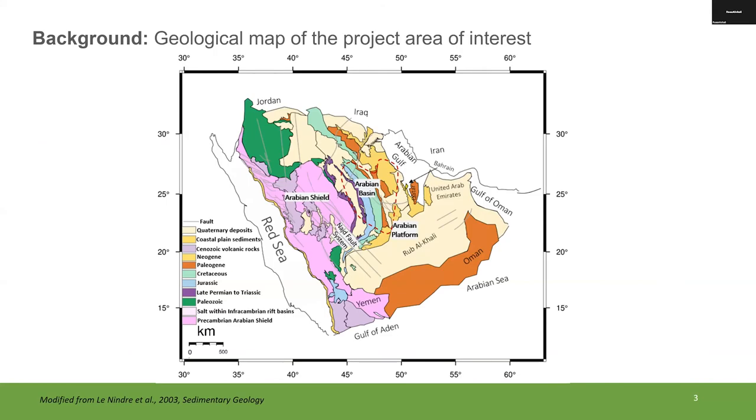The study area is located in Saudi Arabia, which is geologically divided into two distinct regions, the Arabian Shield in the western part of the country, and it contains igneous, volcanic, and sedimentary rocks from the Precambrian age, whereas the rest of the country is covered by younger sedimentary rocks, and it is called the Arabian Platform. The study area is more specifically located in the Arabian Basin, which is outlined here by the red dashed line.